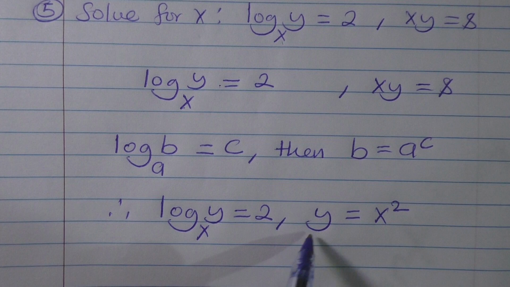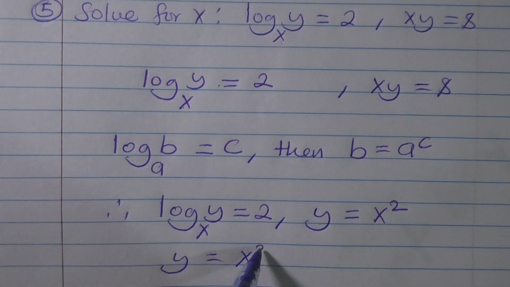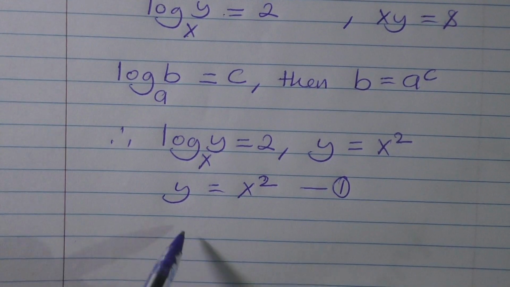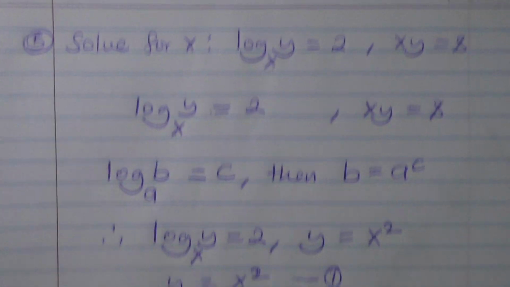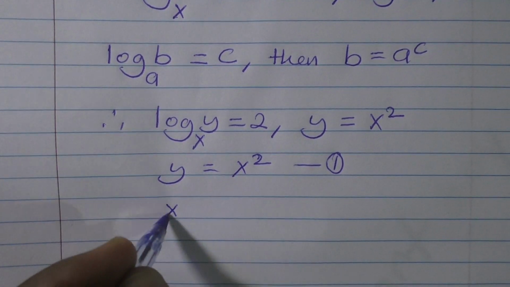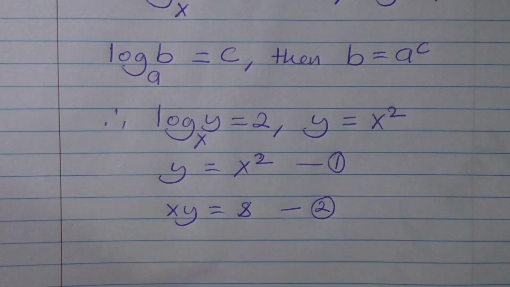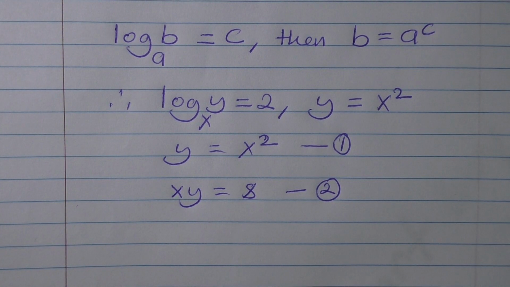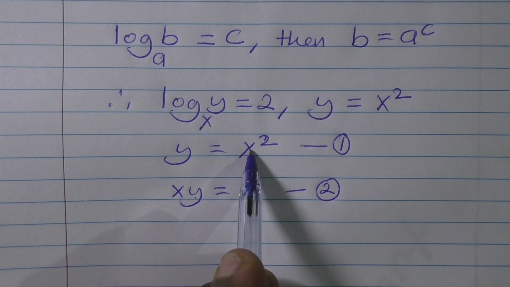So, meaning that I will have y equaling x power 2 as my first equation, and in the question I'm given xy equaling 8. So that is xy equals 8. This is my second equation. So I have two simultaneous equations that I have to solve. I will simply solve by substitution. Where there is y, I will simply write x squared.